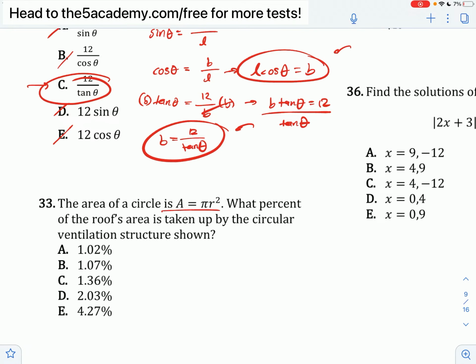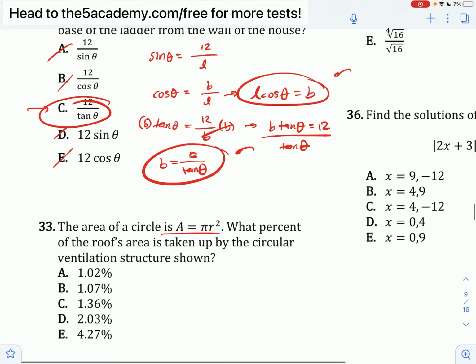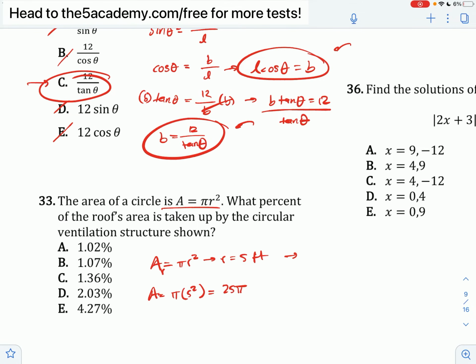The area of a circle is this. What percent of the roof's area is taken up by the circular ventilation structure shown? So the roof's area is all of this. The ventilation structure is this. So we just have to find what's the area of this, given that it's a diameter of 10 feet. So area equals pi times radius squared, where r equals 5 feet. So area is equal to pi times 5 squared. That's 25 pi, okay? Now that's the area of the ventilation structure.